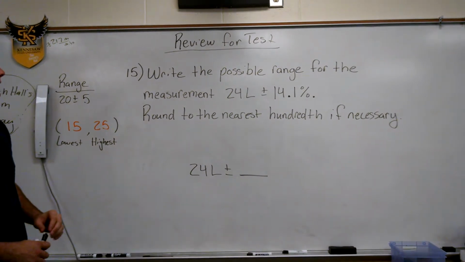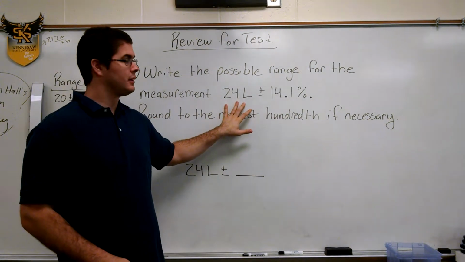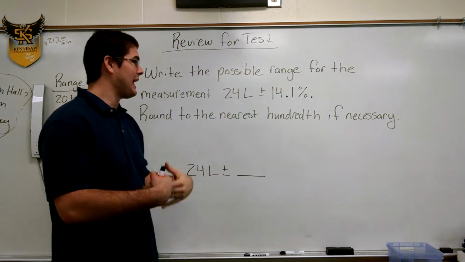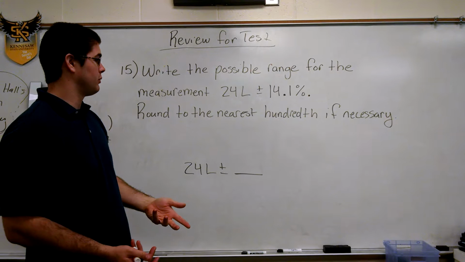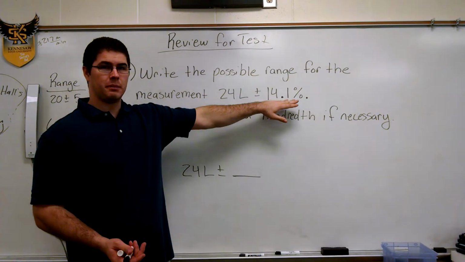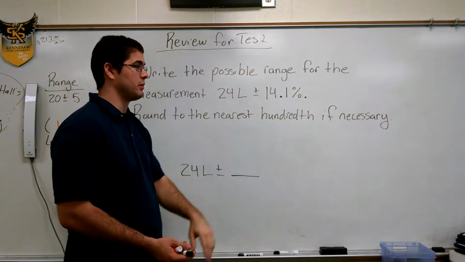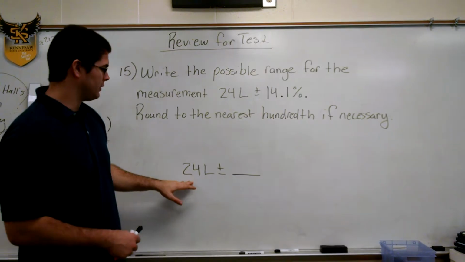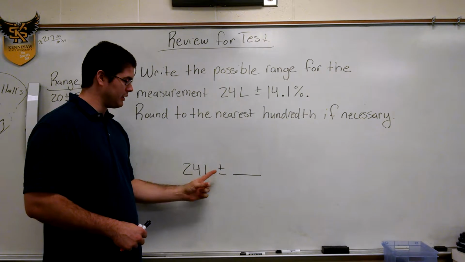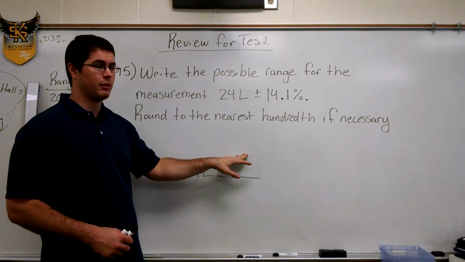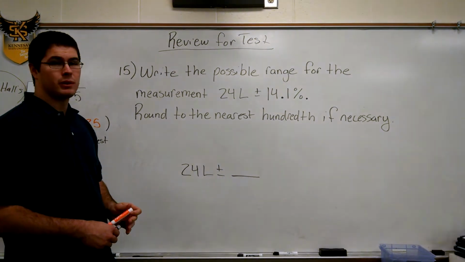So here, what they're saying is we need to take 24 liters plus or minus 14.1%. So we're going to be adding and subtracting a certain amount from 24. But right now, they just give us a percent. They don't give us an actual value. So we need to find out first, what is 14.1% of 24 liters? If you look here, I wrote 24 liters plus or minus a certain value, but we need to find that value first because we don't know what 14.1% of 24 liters is.